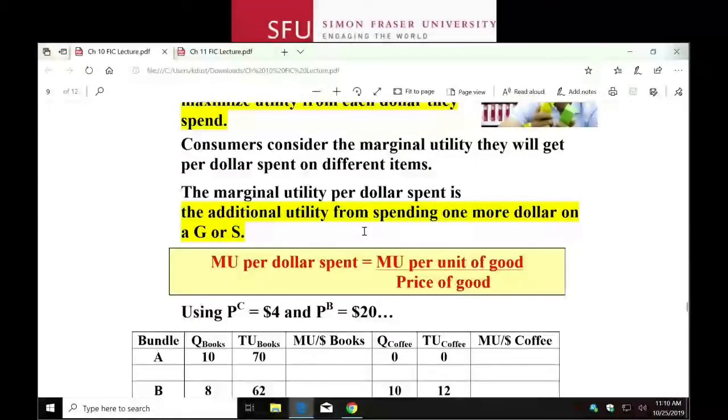All right, so the formula is just taking the marginal utility from the unit of the good and then dividing by the price of the good so that you're getting utility per dollar.